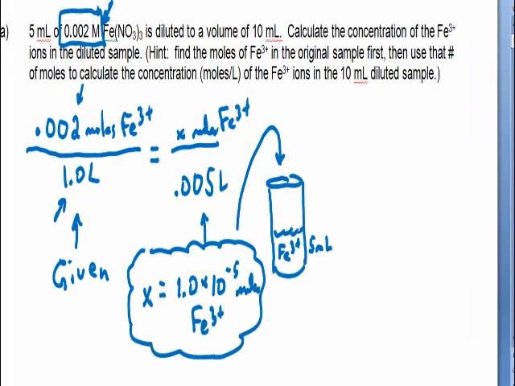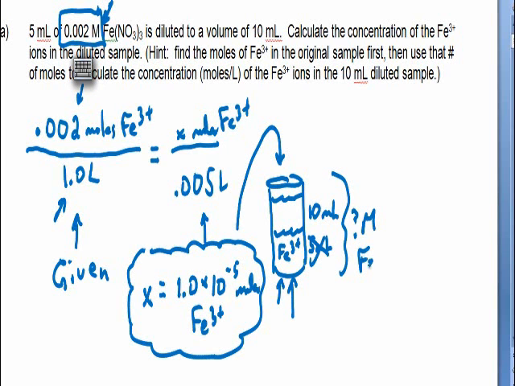What we're going to do with the 5 milliliters of iron ions is take the 1 times 10 to the negative 5th moles of iron ions that are present in our 5 milliliter sample, and add enough water to this to bring the total volume from 5 milliliters to 10 milliliters. And what we'd like to know is what is now the concentration of the iron ions in the 10 milliliter volume of solution that we've created.